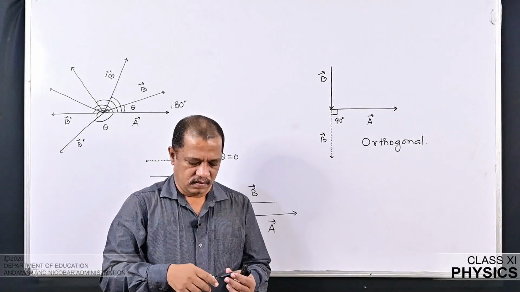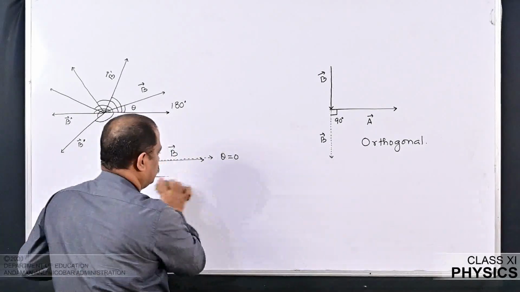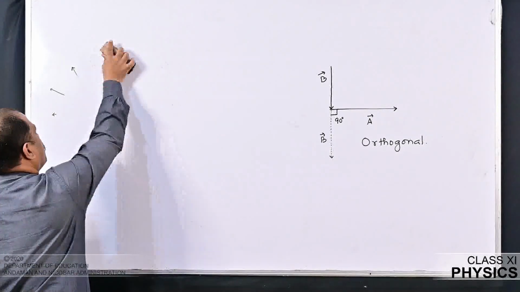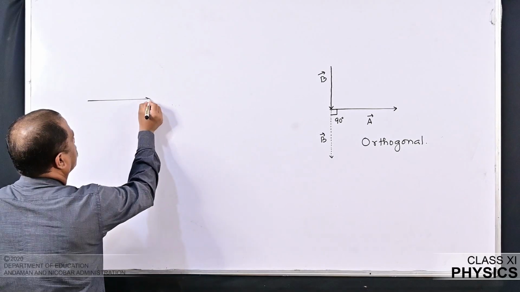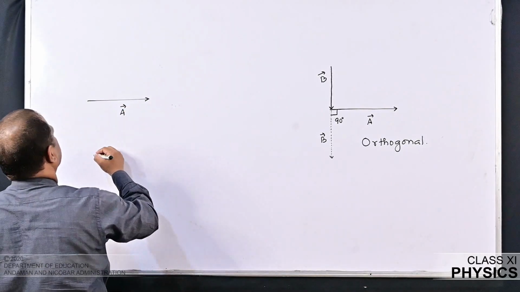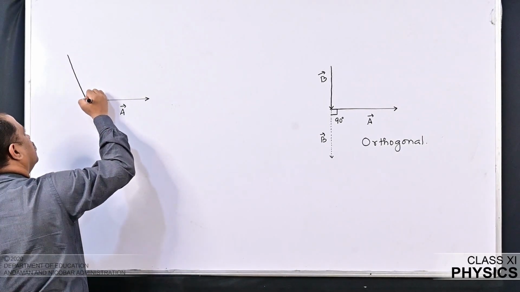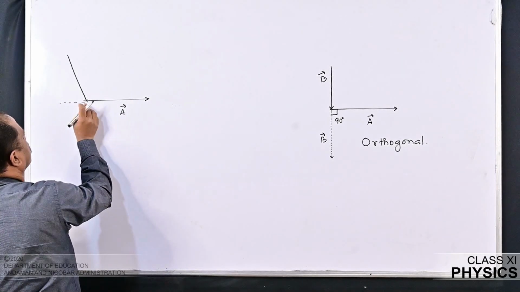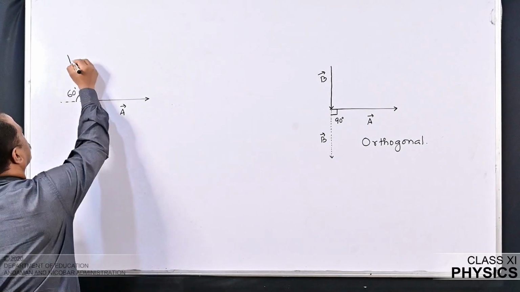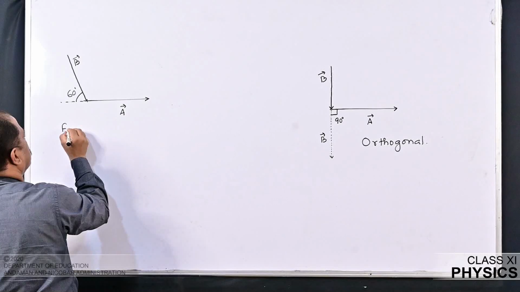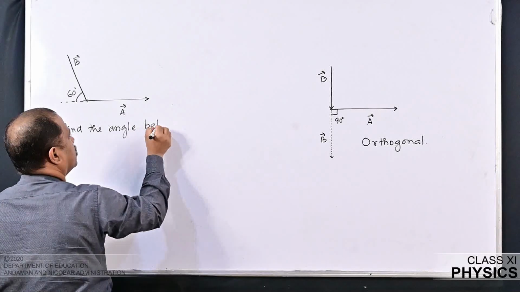Let us try to solve some problems so that we can identify the angle between two vectors. Say I have a vector like this, say this is vector A, and I have a vector like this. Say this is 60 degree, and this is vector B. So find the angle between two vectors.